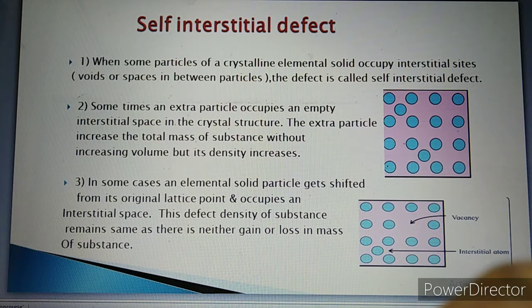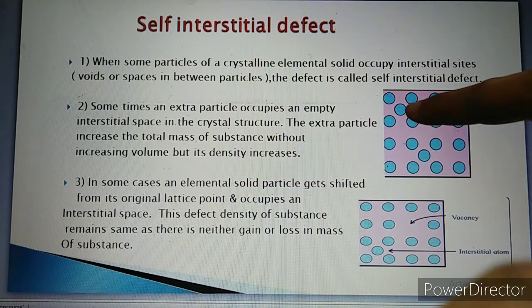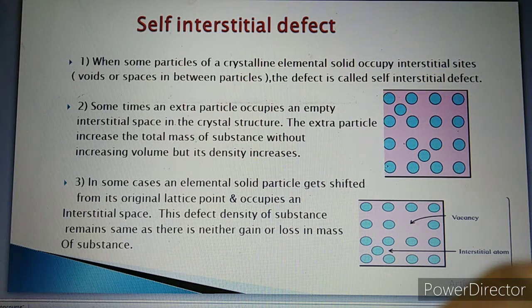See on the PPT, what is self-interstitial defect? When some particles of a crystalline elemental solid occupy the interstitial site, that is, void or spaces in between particles, then the defect is called a self-interstitial defect. See in the figure, some particles are occupying the in-between site. See here, I am showing this one. Some particles are occupying the interstitial site, and the defect is called a self-interstitial defect.